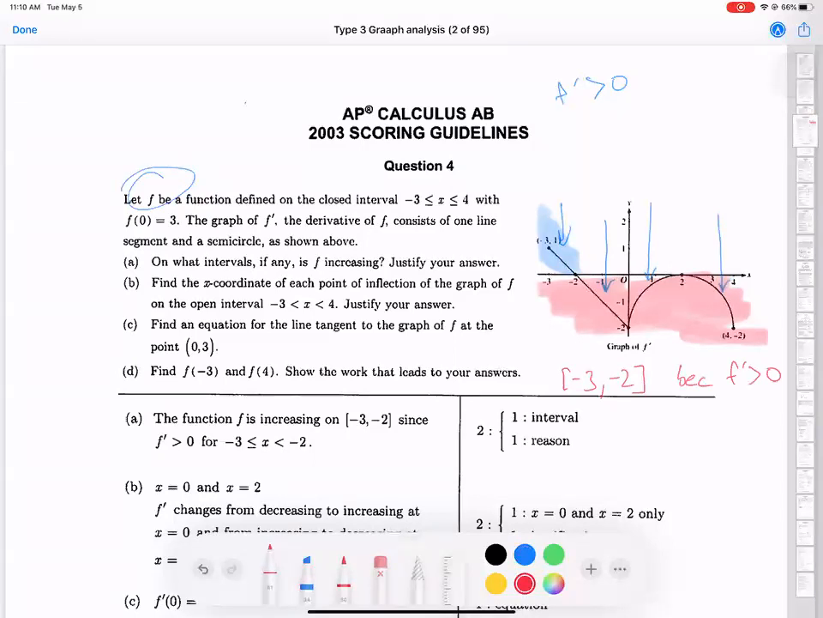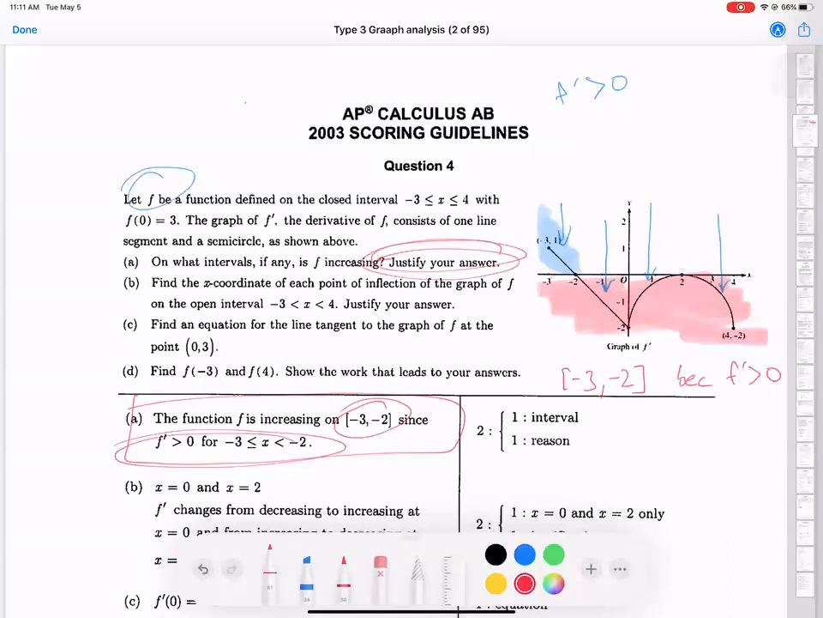Okay. So if you look at the rubric here, the way they give it to us is they say, first you'll get 1 point for the interval. Did you see that from -3 to -2, f prime is positive? Second, you have to actually state the reason because they ask you to justify your answer. Well, great, it's positive. So what does that mean? Well, because it's positive, we know it's increasing. Okay, that's 2 easy points.